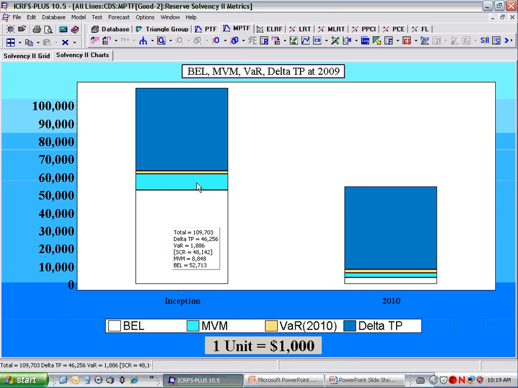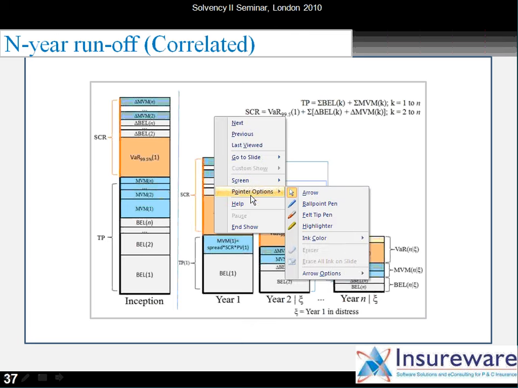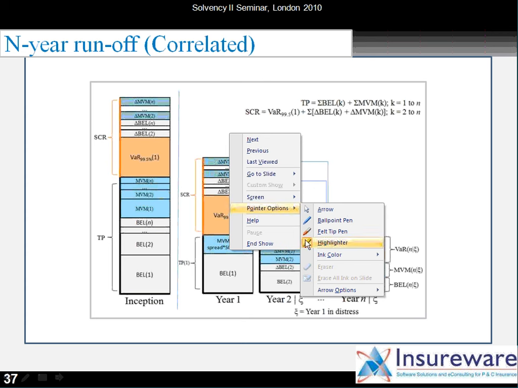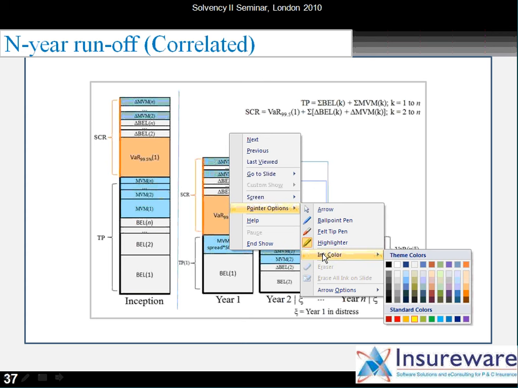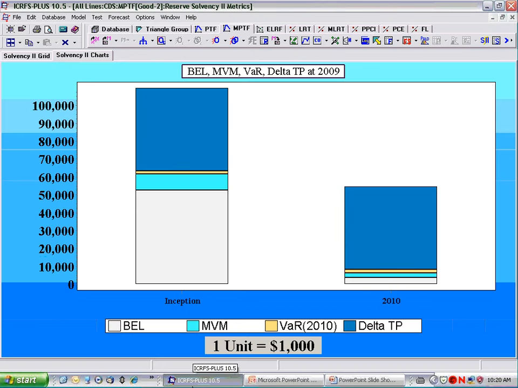The SCR is 48 million. That's the solvency capital requirement, which is the delta TP plus the VAR. Let's just check there. The SCR is the VAR plus the delta TP. So that's the delta TP, and you can see that in our example here, it's pretty large. And that's because of huge correlations.